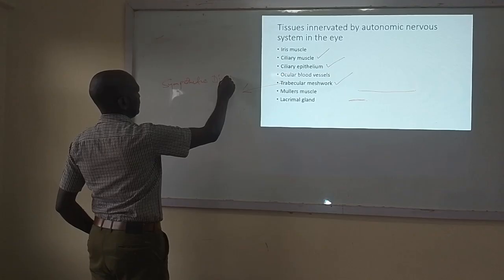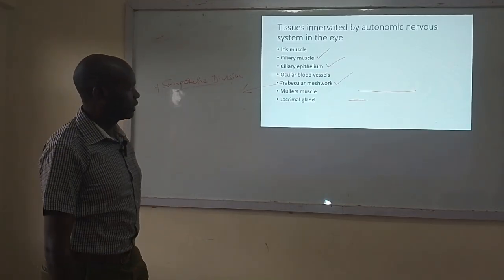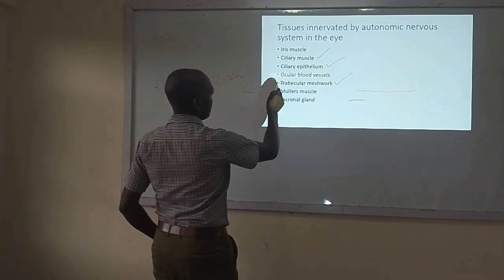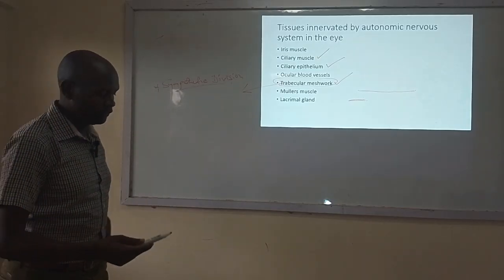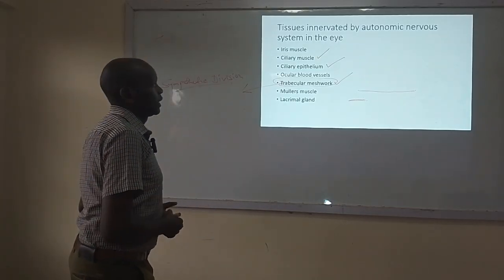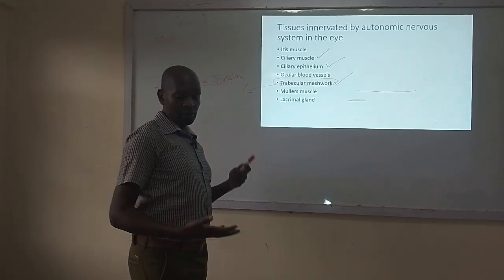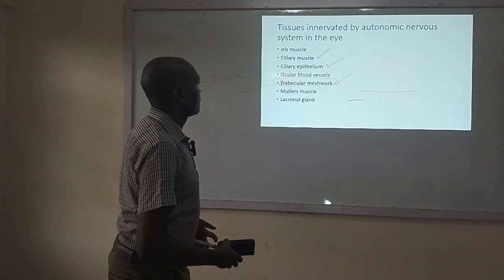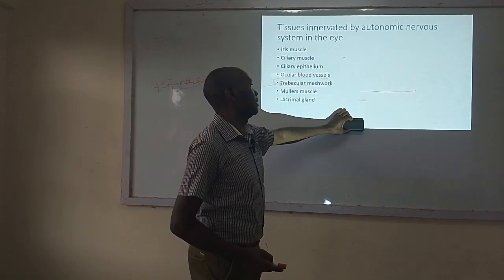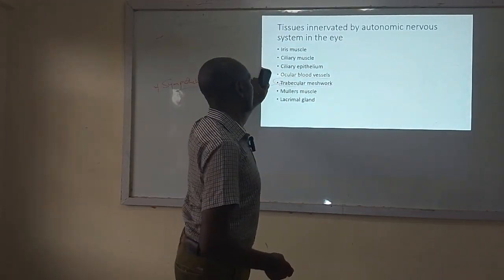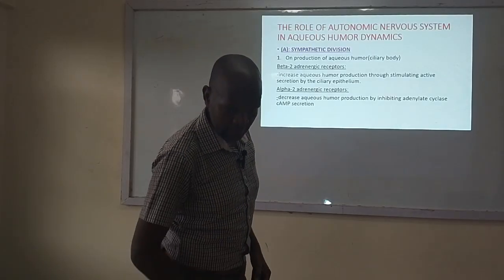When you stimulate the sympathetic division of the autonomic nervous system, it opens the trabecular meshwork. Therefore, it will increase outflow of our aqueous humor. Therefore, we will be reducing intraocular pressure. So that is just one of the mechanisms of some drugs that we use when it comes to management of intraocular pressure. Okay, let's see what's next.